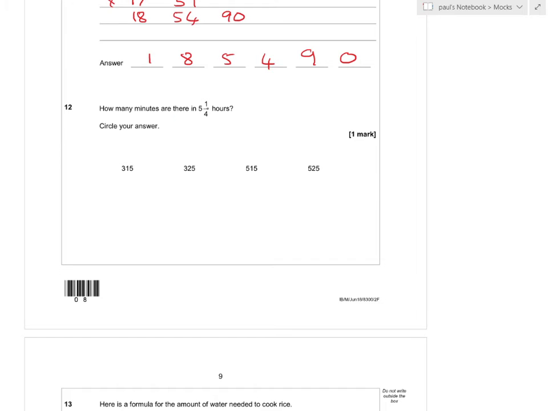How many minutes are there in 5 and 1/4 hours? Well, 5 times 60 is 300, and 1/4 of an hour is 15, so that's 315.